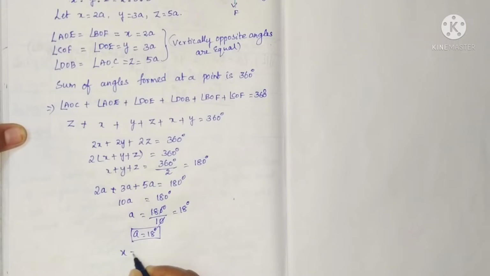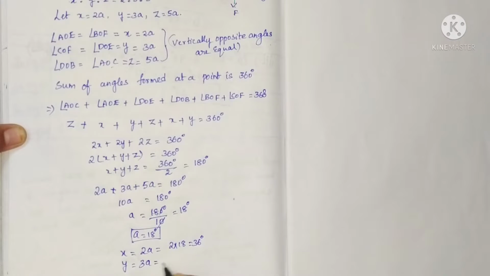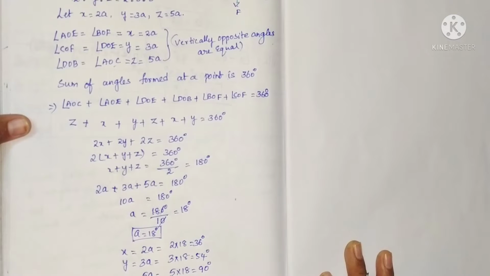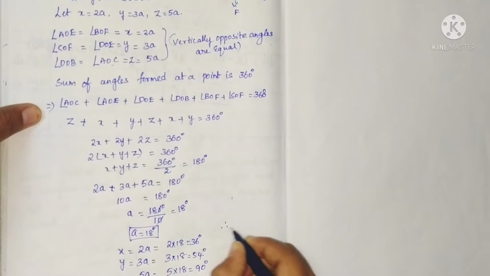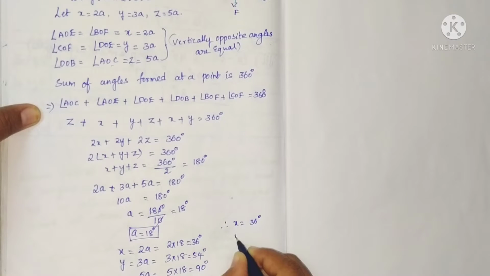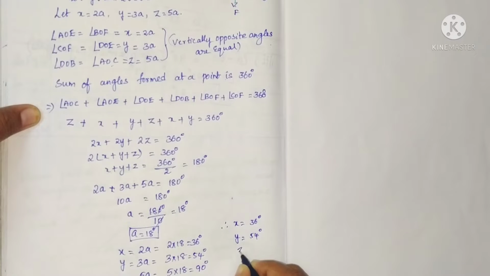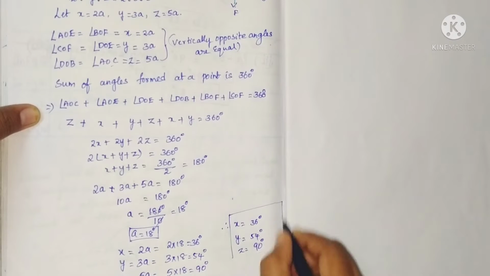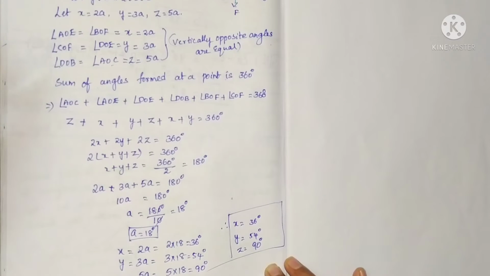Now x is equal to 2a, so 2 into 18, 36 degrees. Next y equals 3a, 3 into 18, 54 degrees. z equals 5a, 5 into 18, that is 90 degrees. They asked us to find the values of x, y, z. So we calculated x equals 36, y equals 54 and z equals 90 degrees. This is the solution.